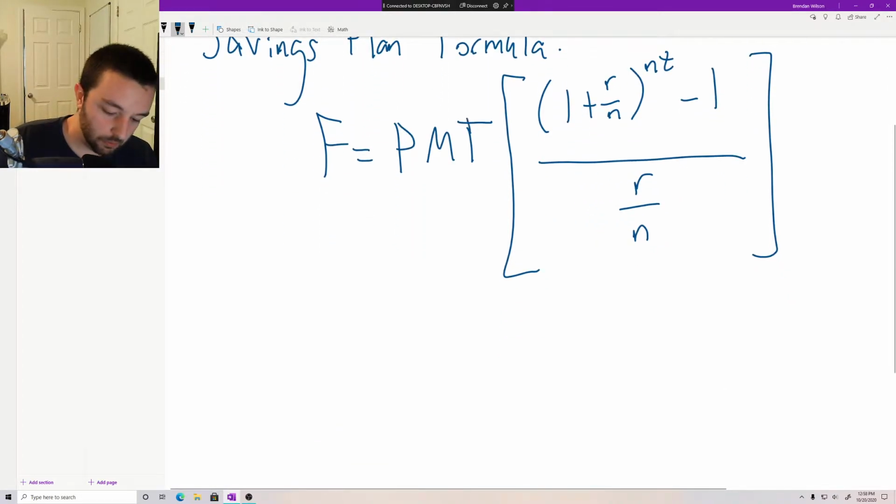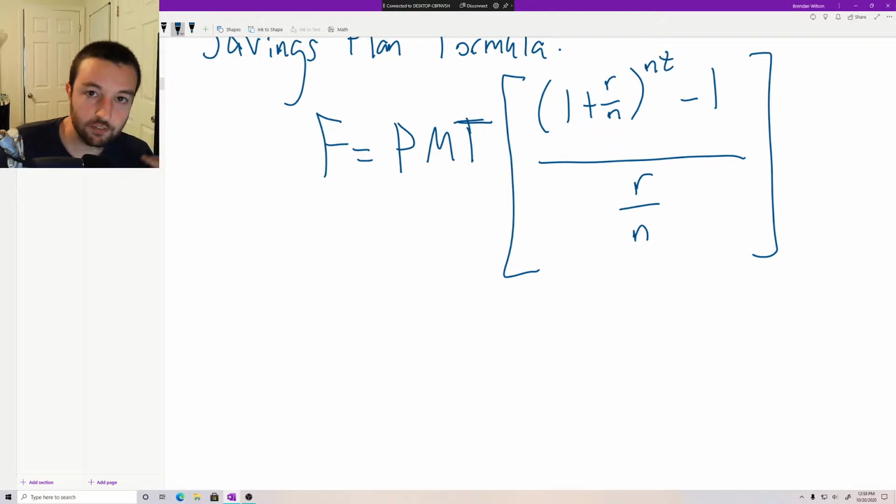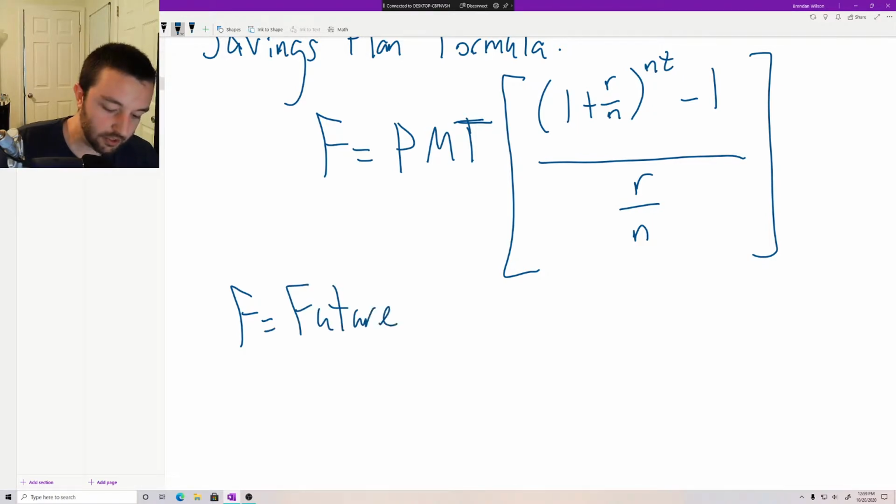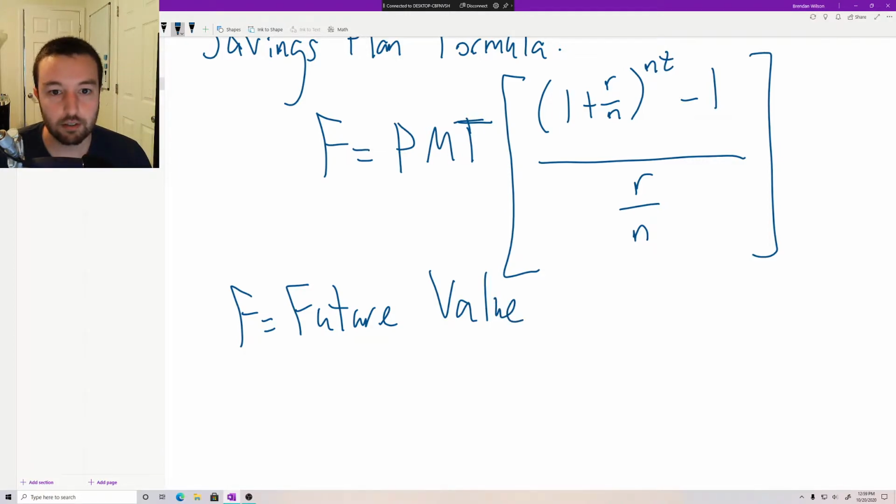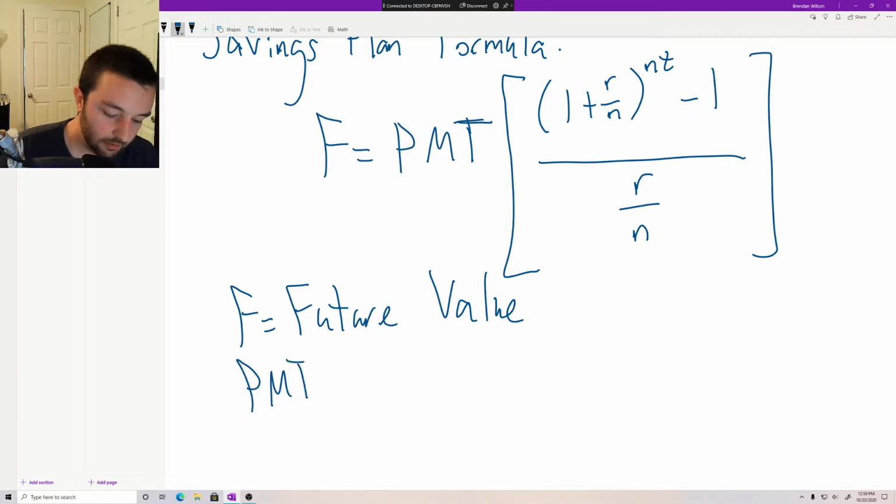So we'll deal with that in an example. Let's first write out what all the parts are. And like I said, these are all pretty much the same thing. F is our future value. So if you're making payments every month or whatever, after this amount of time, you will have this amount of money. Okay. So F is our future value. PMT is the new one. This is our payment. Okay.